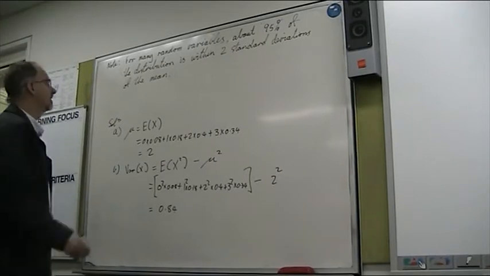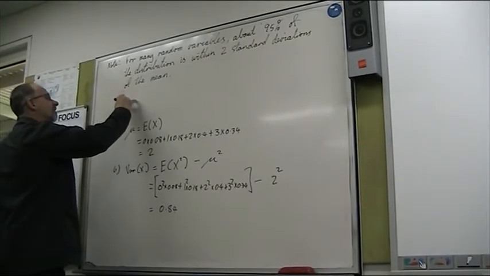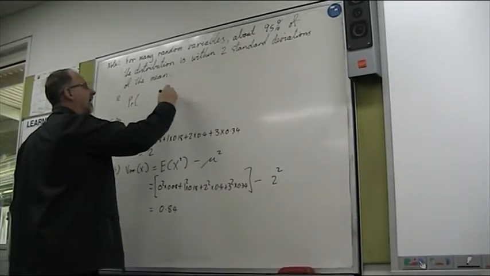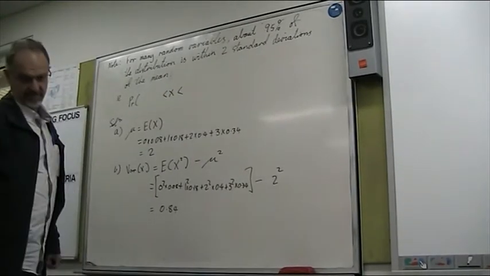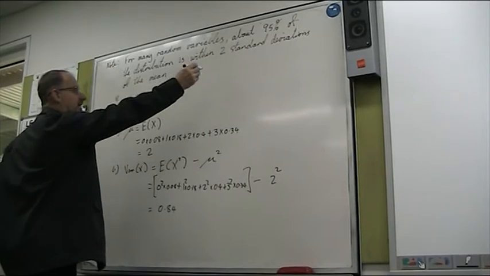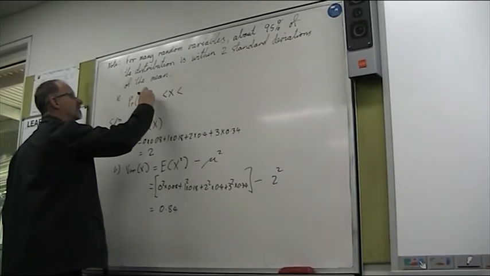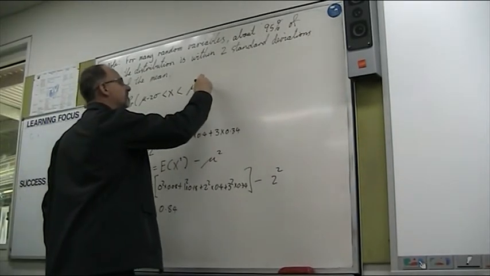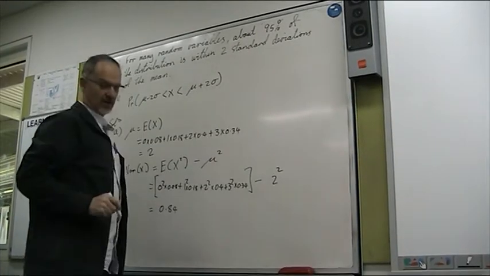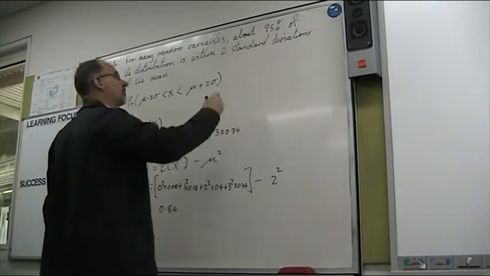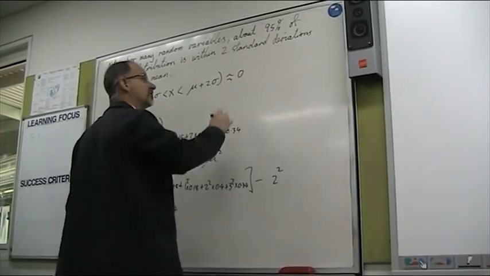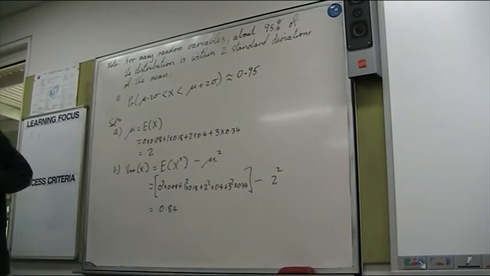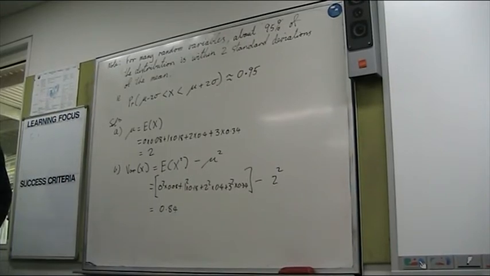Right, what does that mean? It means that the probability of x being within 2 standard deviations of the mean, in other words, from the mean minus 2 standard deviations to the mean plus 2 standard deviations, the probability of x, the number of chocolate chips in your cookies, of something being in that range is approximately 0.95.